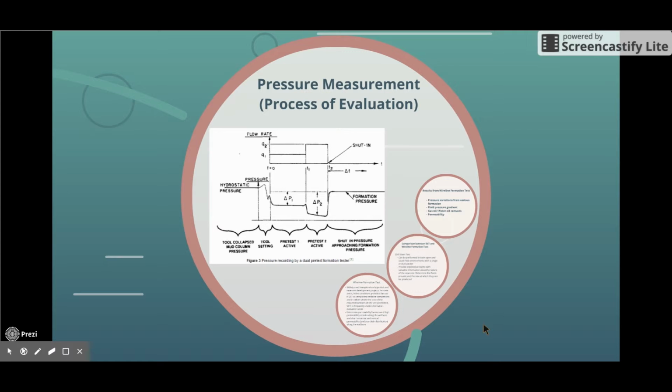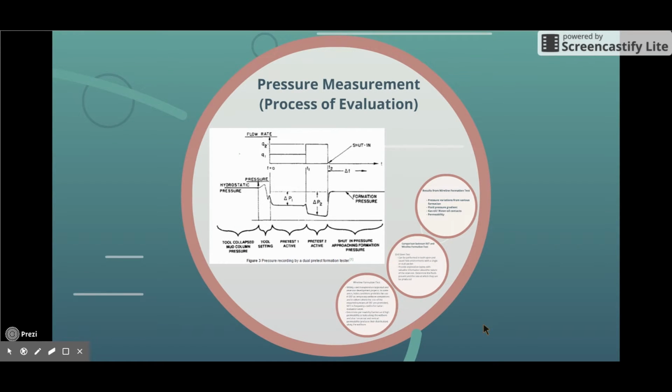Today I'll be explaining about pressure measurement, results from wireline formation test, as well as the comparison between DST and wireline formation test. Firstly, pressure measurement. Pressure measurement is a process of evaluation. The pressure is monitored in two sampling systems.